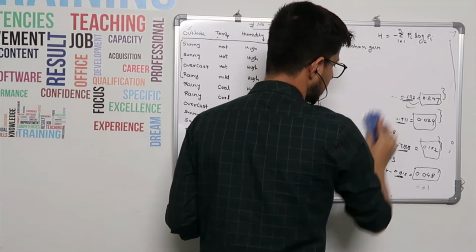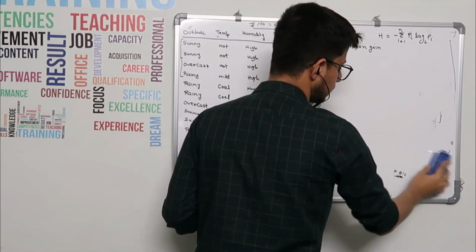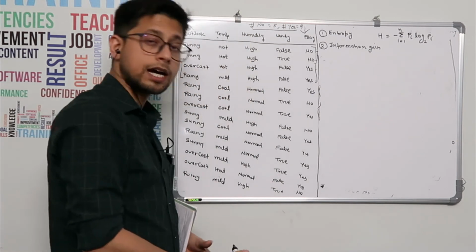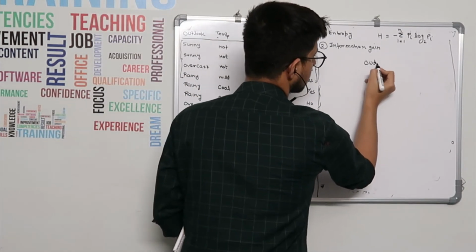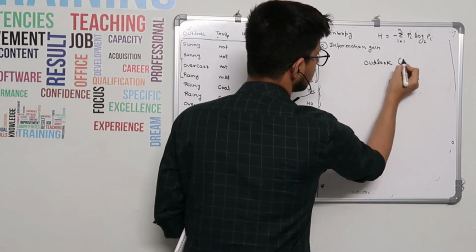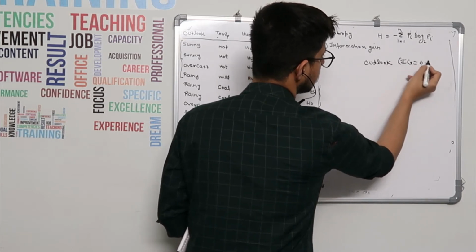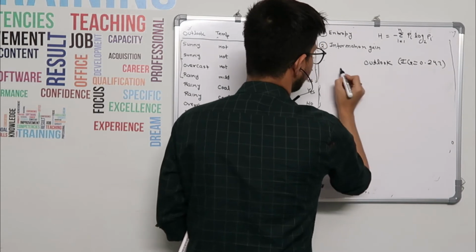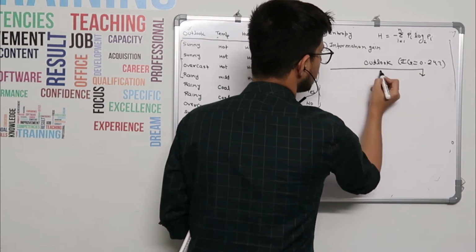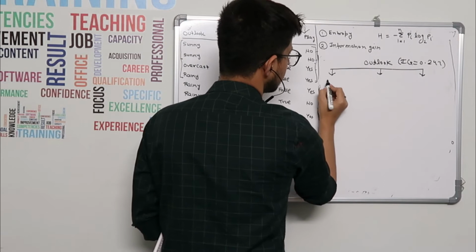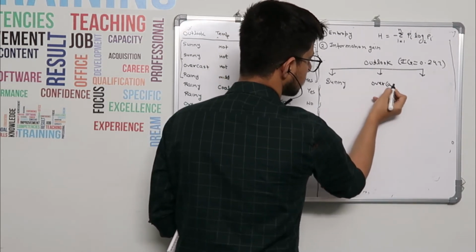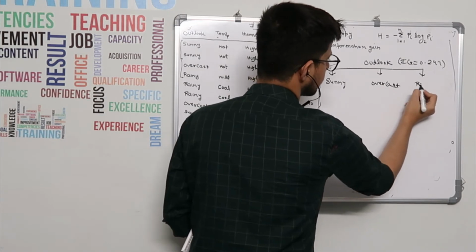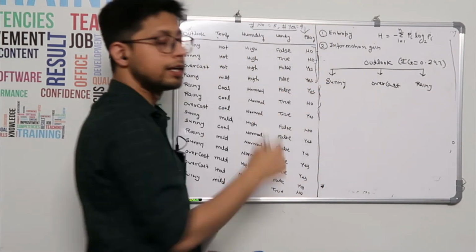So what has already been done? We decided that the first node will be outlook. So you will start with outlook, and this has an information gain of 0.247. And if you are going with outlook, then these three branches will also be there: sunny, overcast, and rainy. So till here you got.